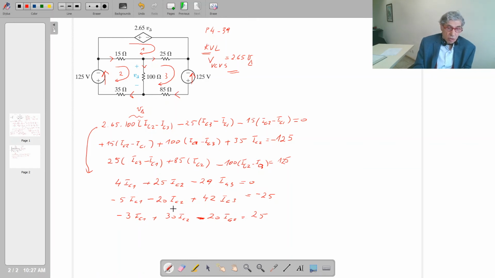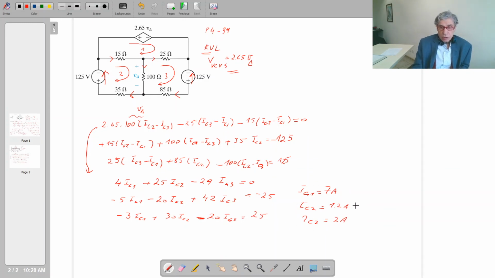For example, you can eliminate IC2. If you multiply this one with 3 and with 2, that's going to disappear. Write an equation between IC1 and IC3, so you can find IC1 in terms of IC3 and put it in this equation. If you do all this calculation, IC1 is going to be 7 amp, IC2 is equal to 1.2 amp, and IC3 is going to be 2 amp.